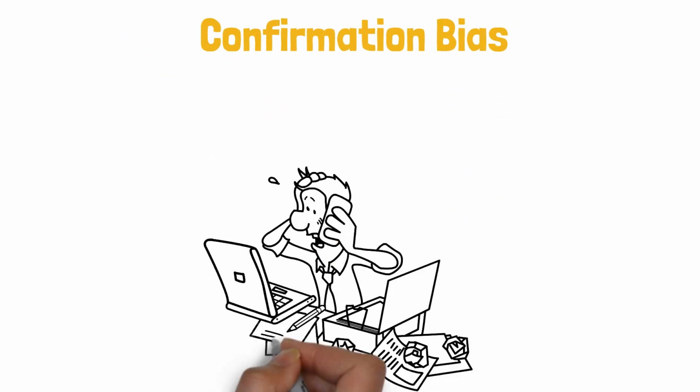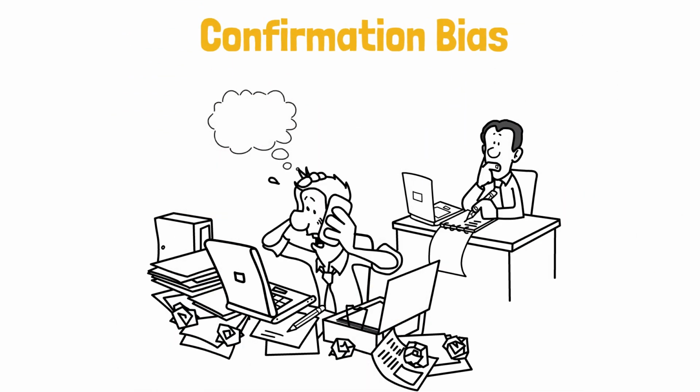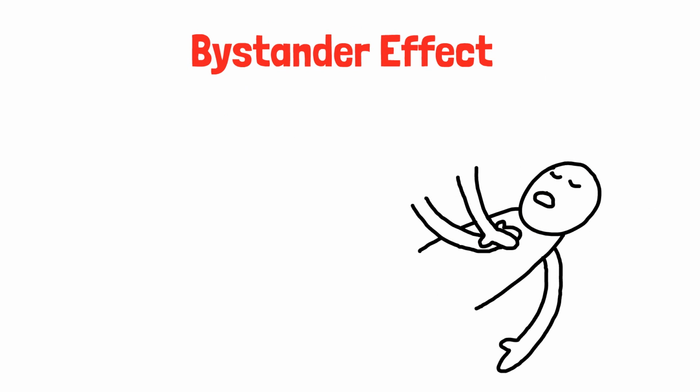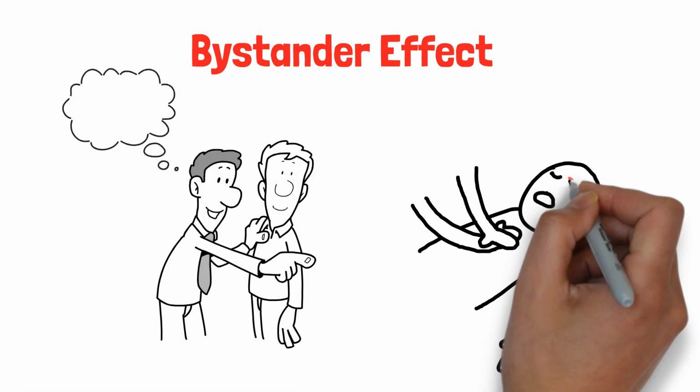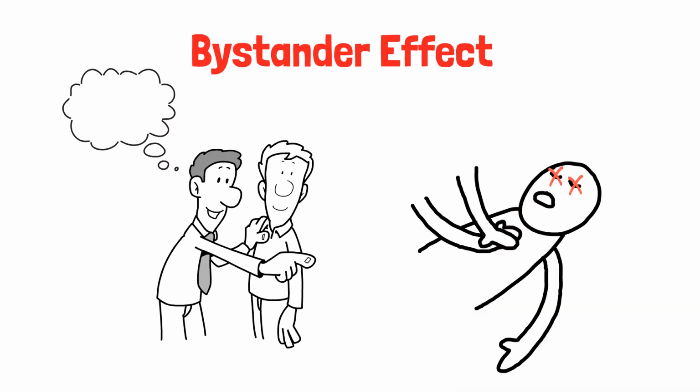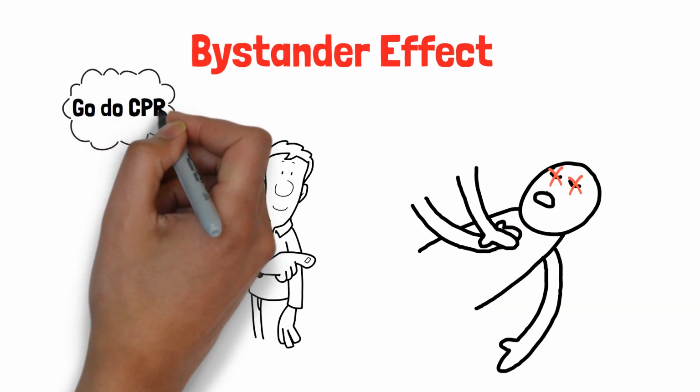Confirmation bias. Confirmation bias is only noticing information that supports your beliefs. Actively seeking out information that challenges your views can lead to more well-rounded decision-making. Avoiding the bystander effect. The bystander effect is being less likely to help someone in need when others are present. Addressing requests to specific individuals can increase the likelihood of assistance.